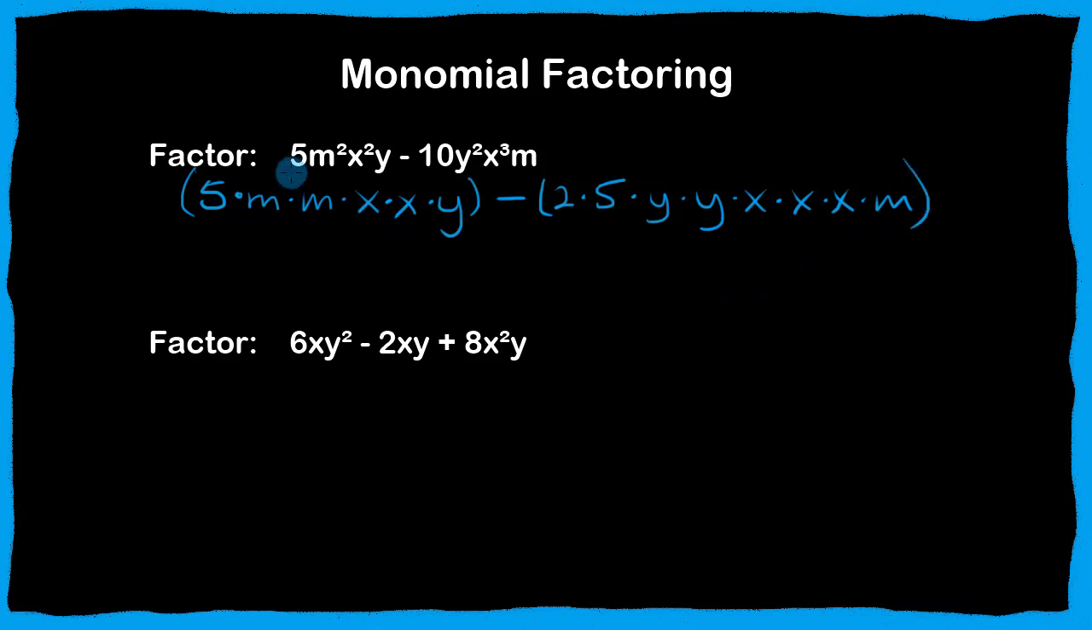So now I can see for each of these numbers which one appears in both sets, and I need the least amount in this case that appears in both sets.